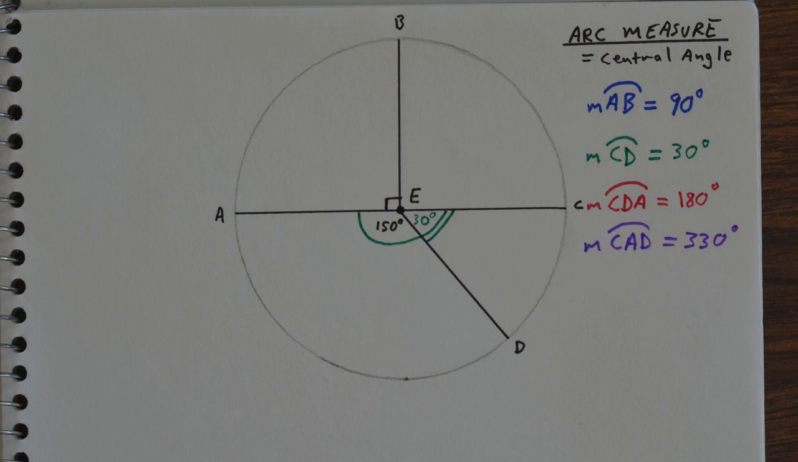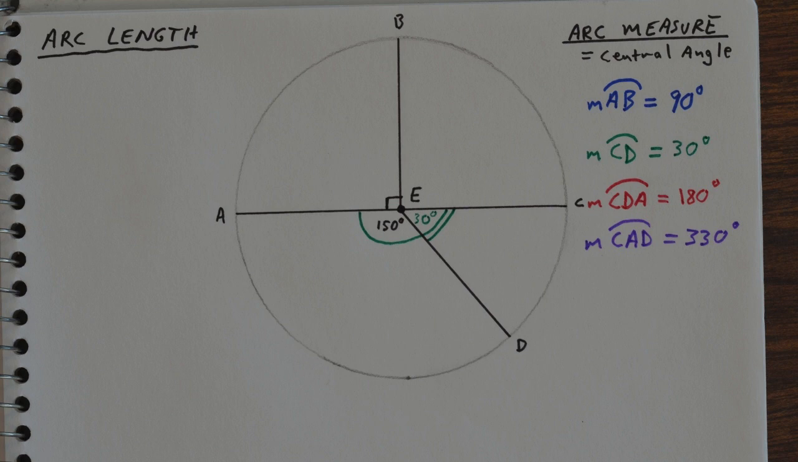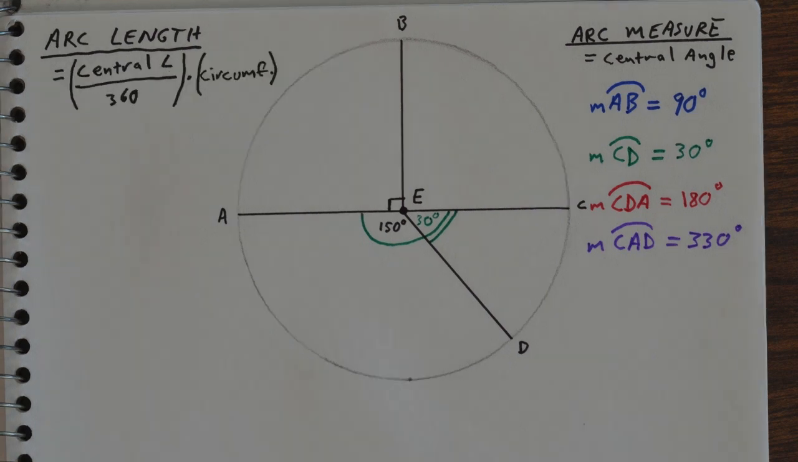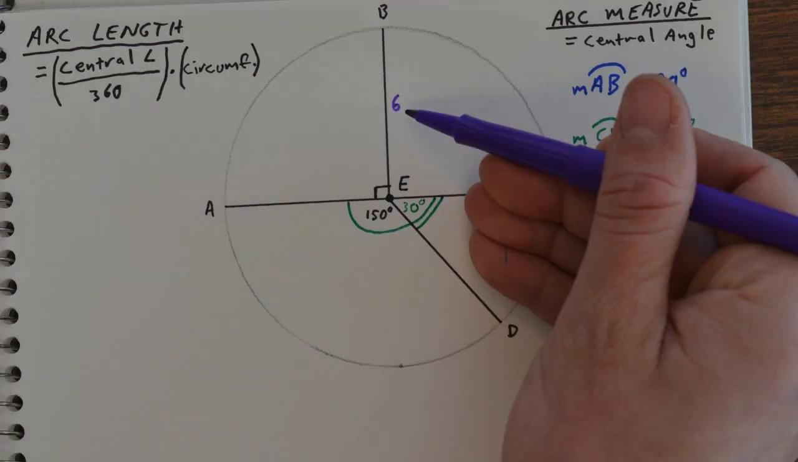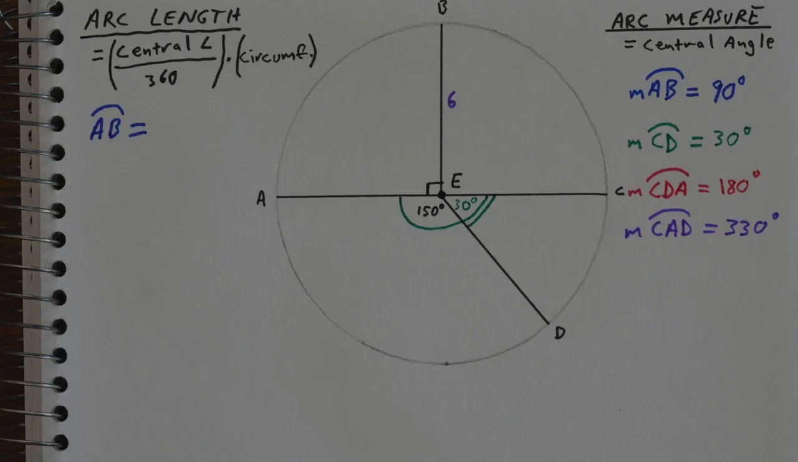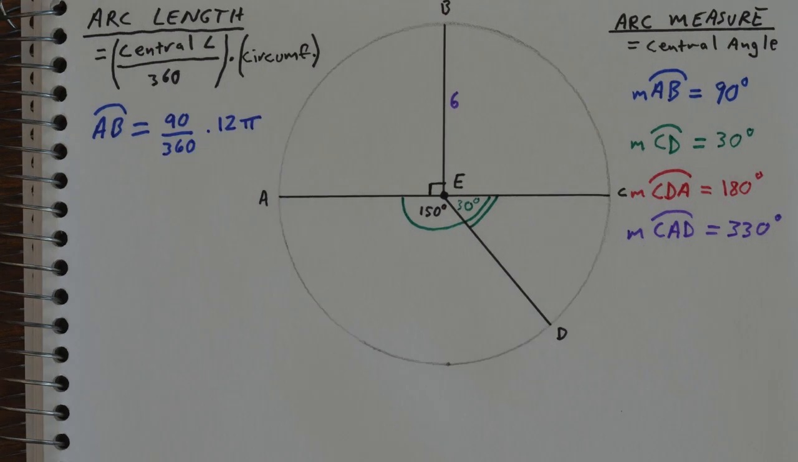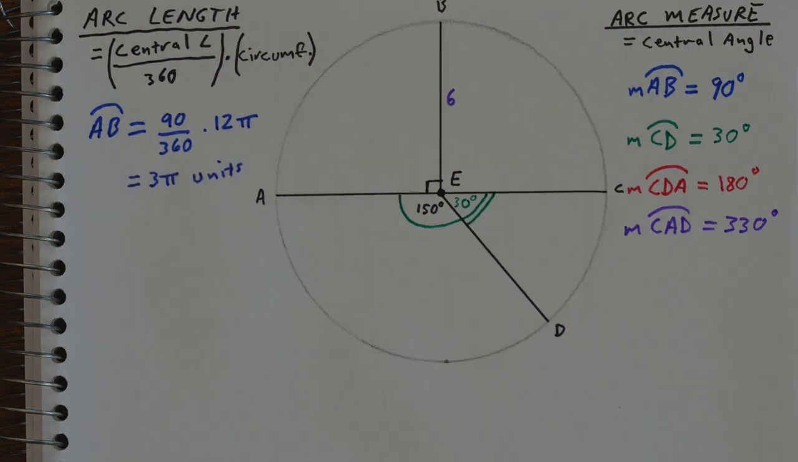So that's arc measure. Arc length is a little bit different. Arc length is the actual length along the perimeter of the circle. Arc length is central angle over 360 times circumference. In order to know circumference, we need a radius. So let's say that the radius is 6. So the length AB would be 90 over 360 times the circumference. Circumference is 12 pi. And so we have 1/4 of 12 pi. So 3 pi would be an exact answer for the length of arc AB.